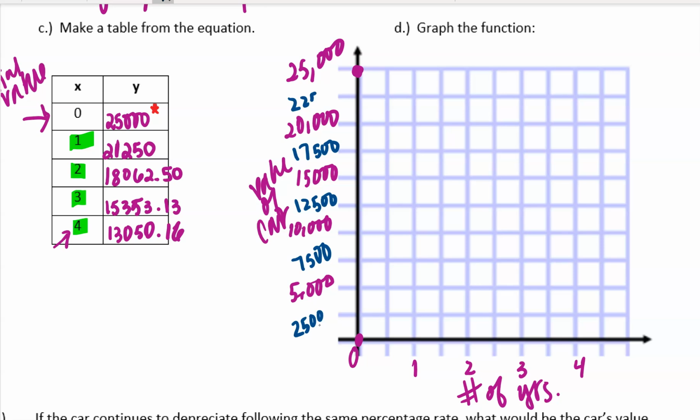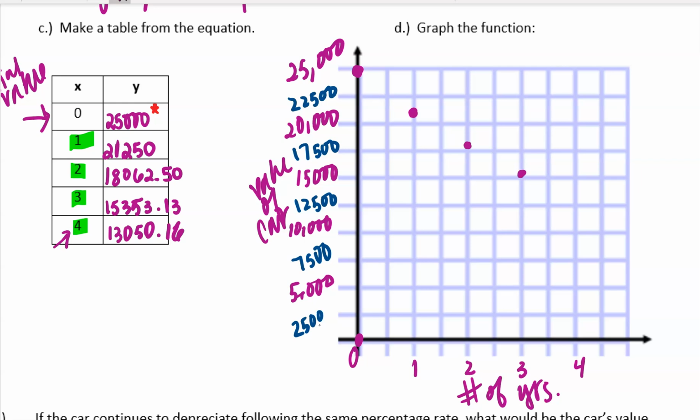So this is 22,500. So it kind of gives you an idea of where that 250 should be. It should be somewhere in the middle here. Okay. It's not going to be perfect, but it'll be there. So then year two is a little over 18,000, which means that it should be roughly somewhere in there. Year three, we have 15,300. So it's going to be just a little bit above 15,000.